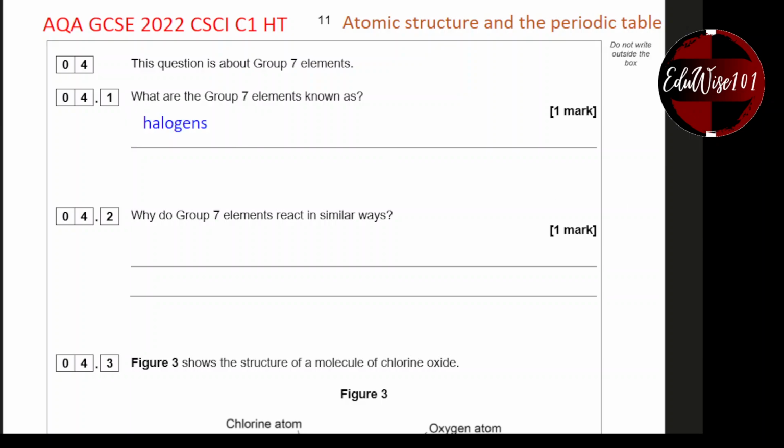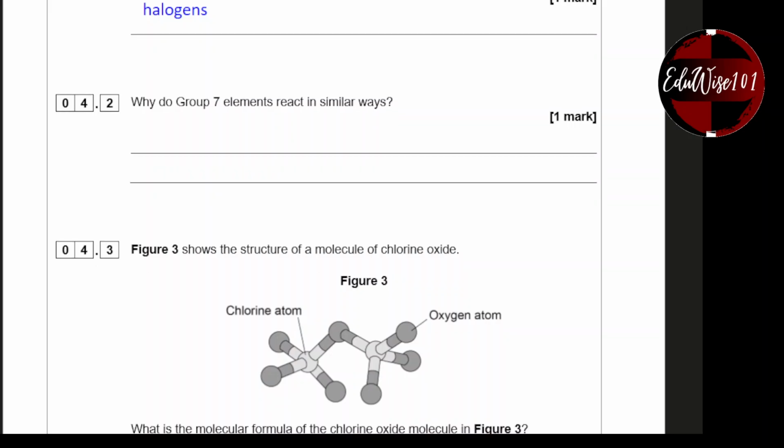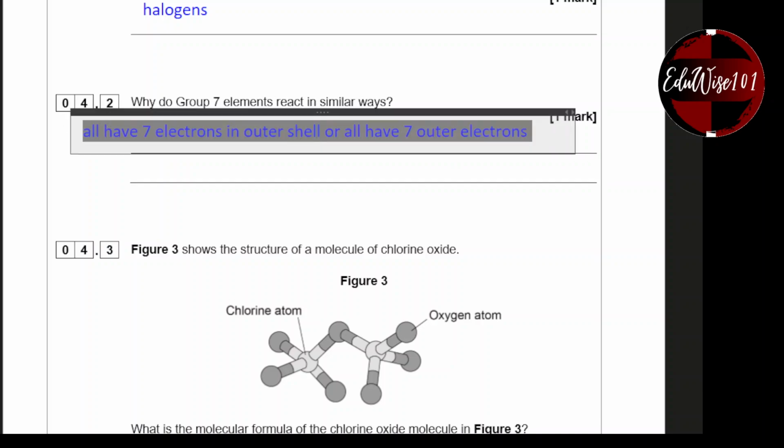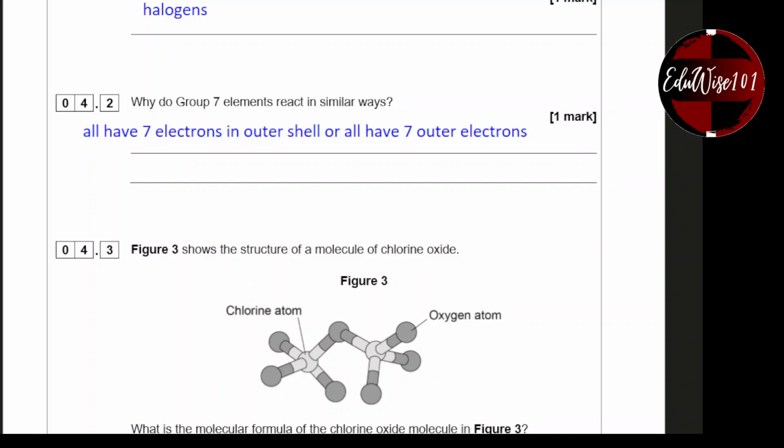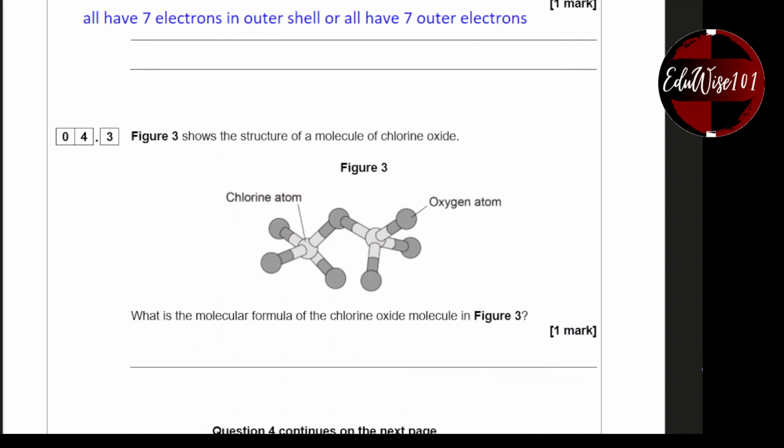Why do group 7 elements react in similar ways? Well, the elements in a specific group have similar properties because they have the same number of electrons in the outer shell. So group 7 elements all have 7 electrons in the outer shell. Figure 3 shows the structure of a molecule of chlorine oxide.